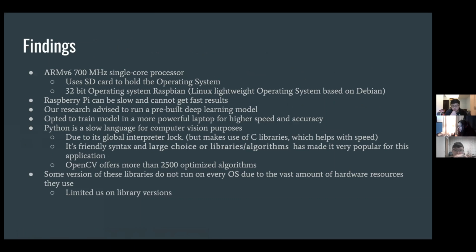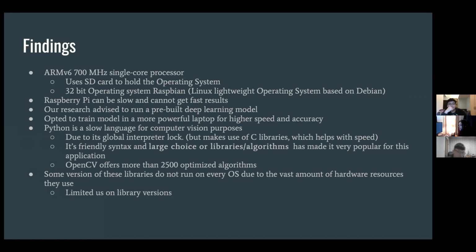While we were working on our project, some of our findings were that we had some limitations when working with the Raspberry Pi. For example, the Raspberry Pi runs an ARMv6 700 megahertz single core processor. It uses an SD card to hold the operating system, and it runs a 32-bit operating system, Raspbian, which is a lightweight Linux operating system based on Debian. The Raspberry Pi can be slow and it cannot get fast results.